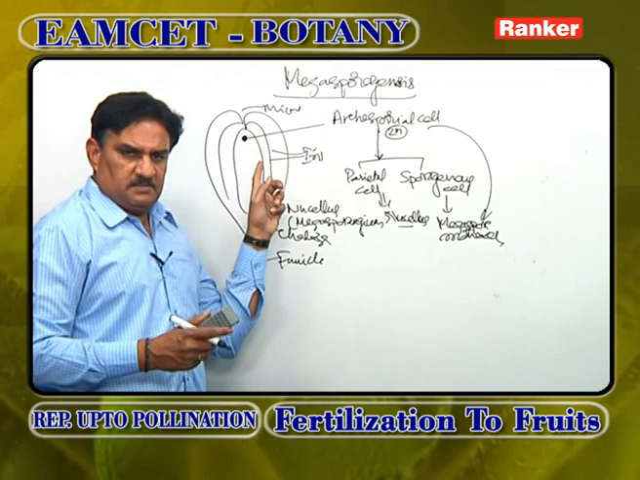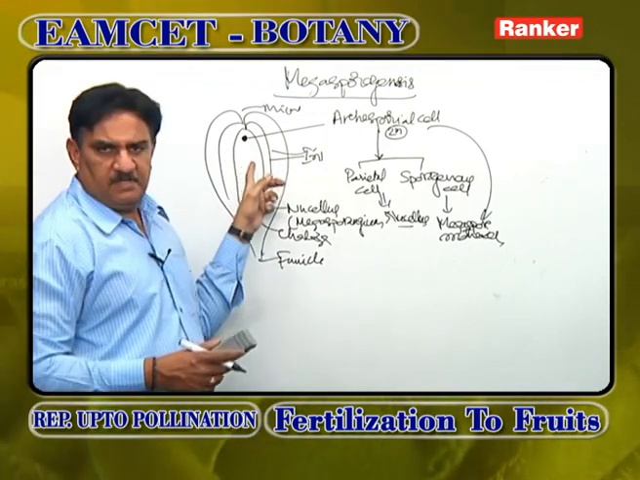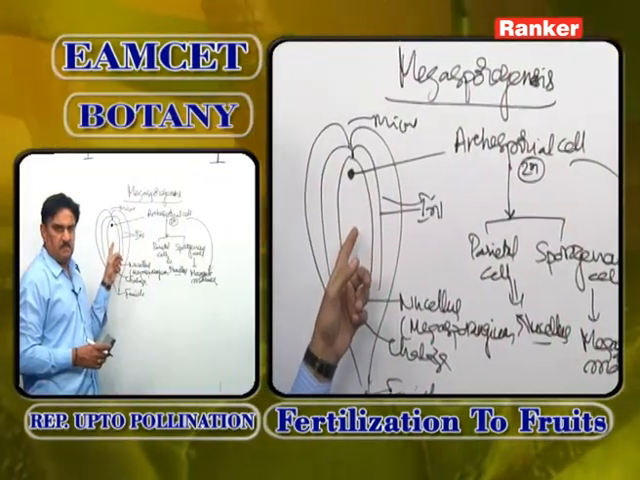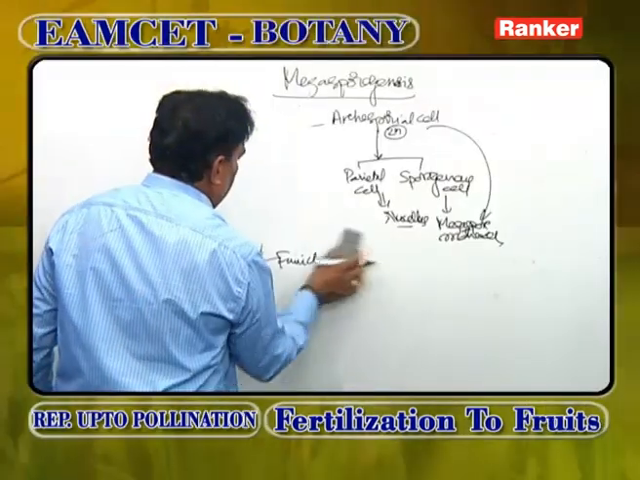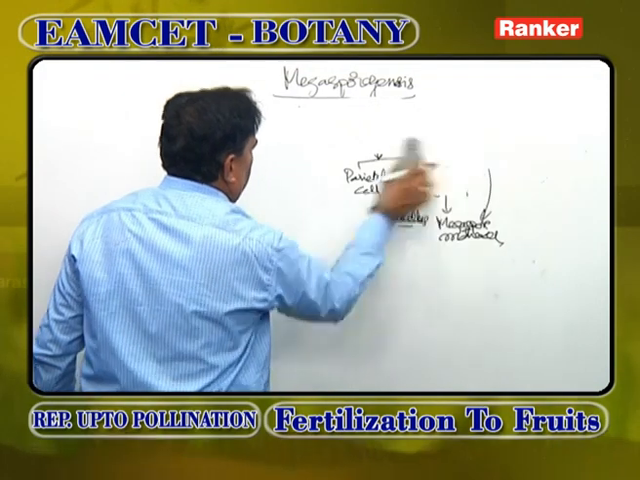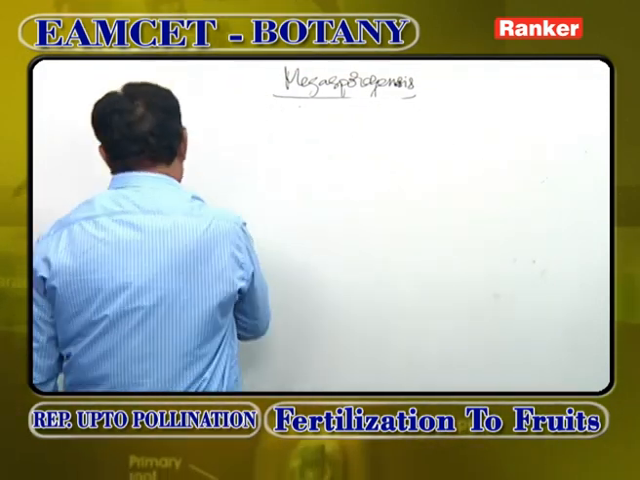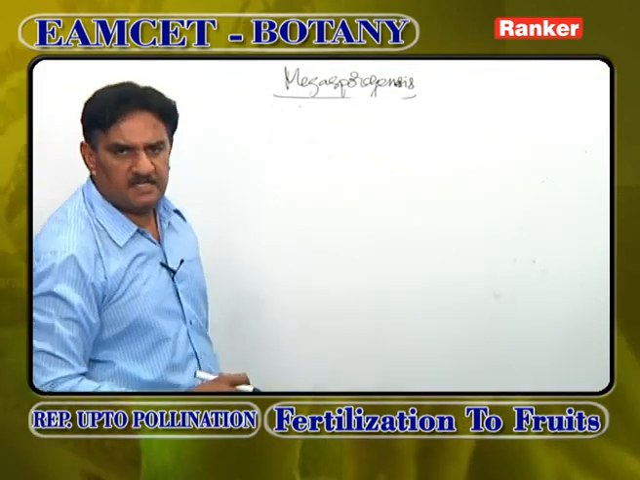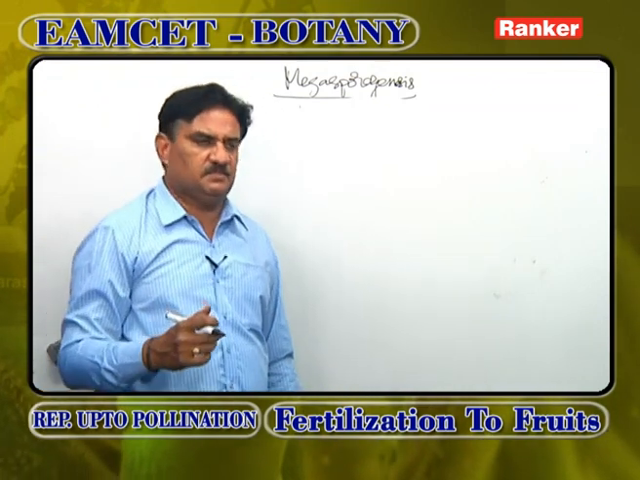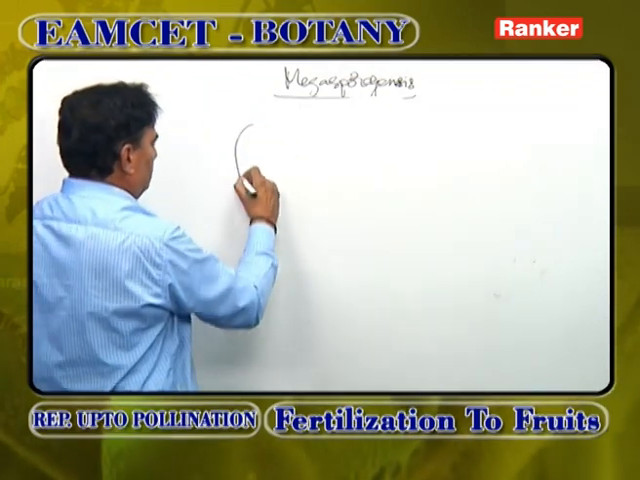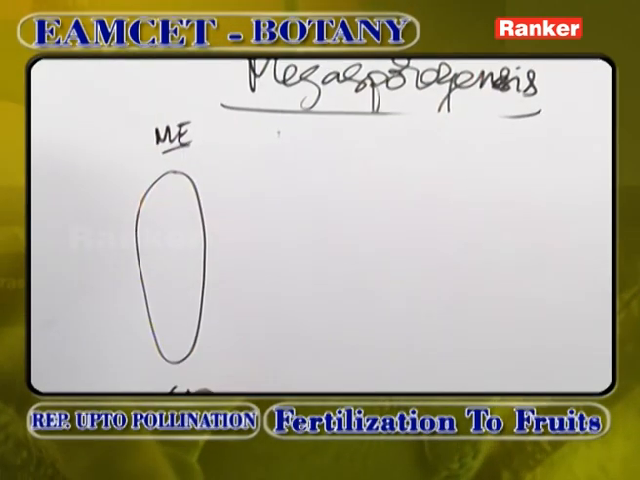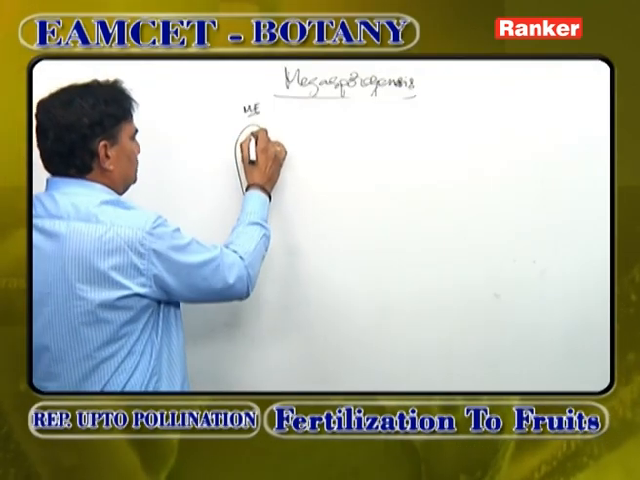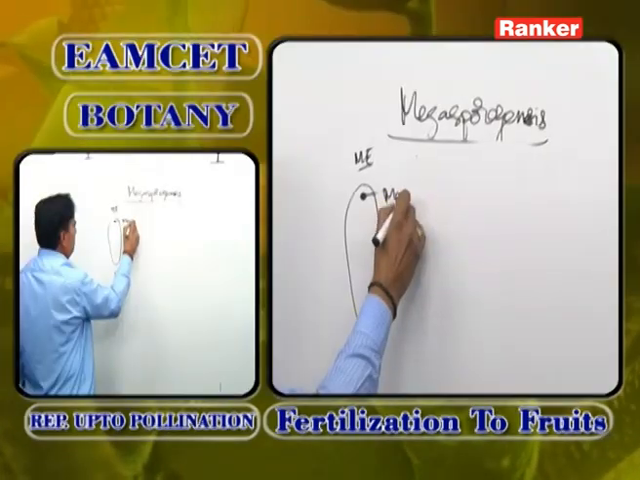So, one of the hypodermal cells in the nucellus transforms into the archisporial cell. The archisporial cell divides and gives rise to the parietal cell and the sporogenous cell. The parietal cell increases the amount of nucellus. The sporogenous cell converts into the megaspore mother cell. Now, the nucellus has this end as the micropyle end and this end as the chalaza end. It has one megaspore mother cell.